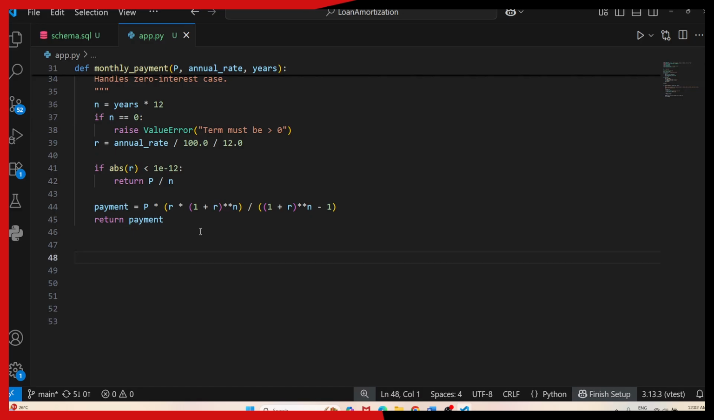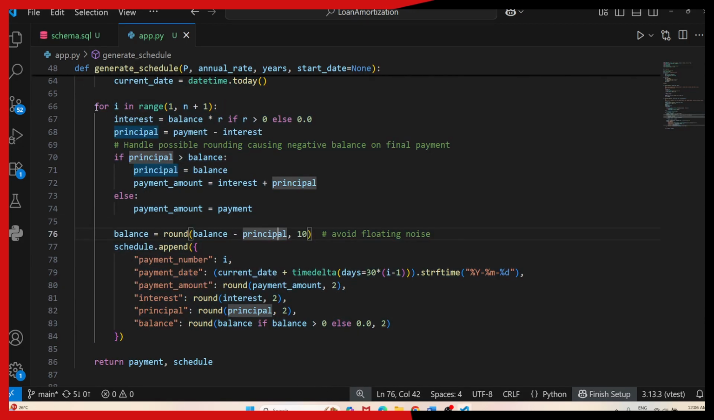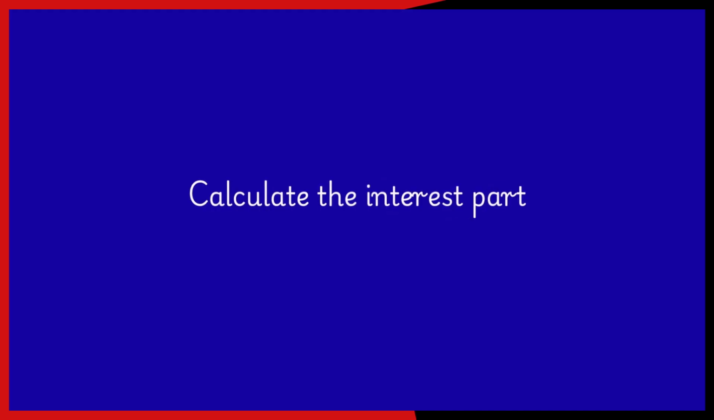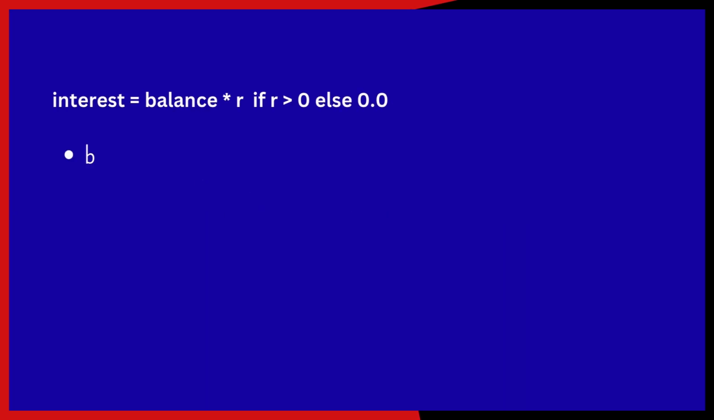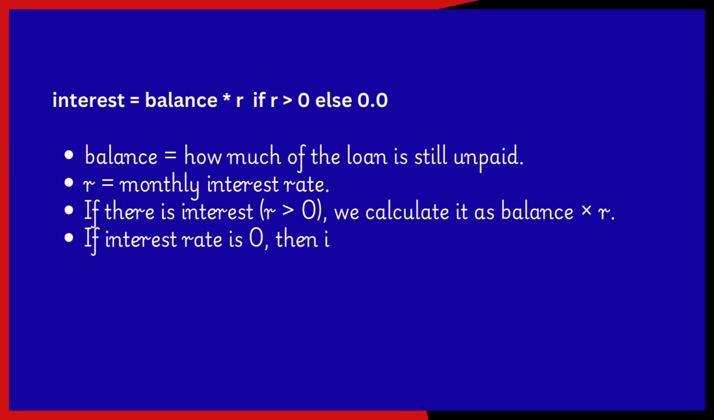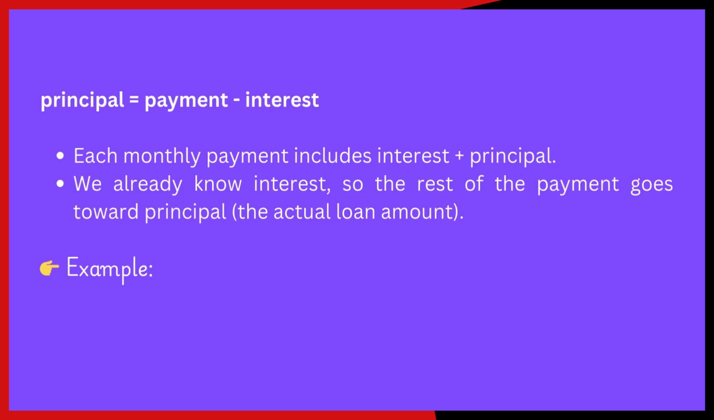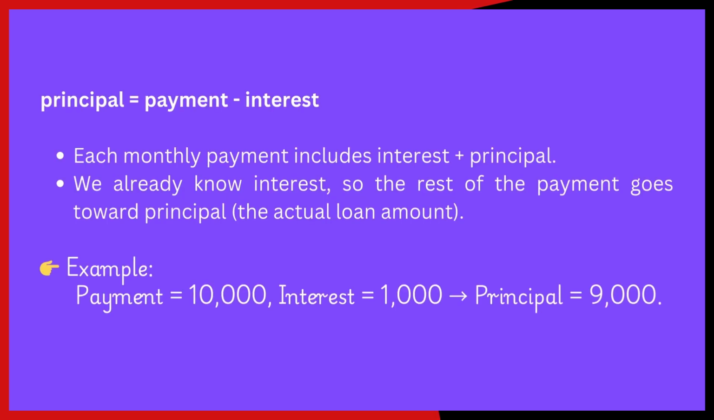Now we are going to write a function which is going to generate the schedule for the entire term. Right, so here is the function which is going to generate our schedule. This function returns a list of payments, like dictionaries with payment number, date, payment amount, interest, principal, and balance. Now this loop is very important. Inside this loop, we are doing multiple things. First, we are calculating the interest. Interest is going to be balance multiplied by the rate of interest if the rate of interest is greater than 0, else the interest would be 0.0. We are also calculating the principal part. So principal is going to be payment minus interest, right over here.